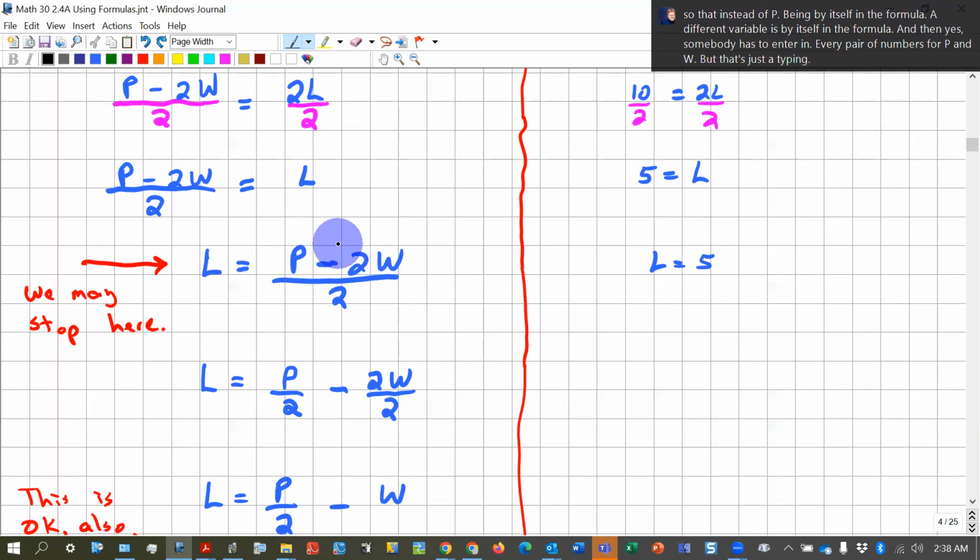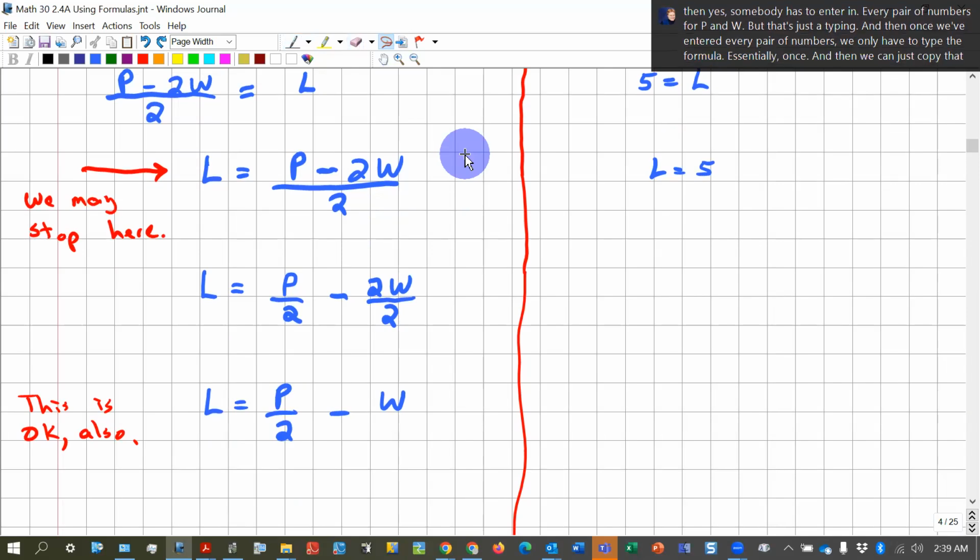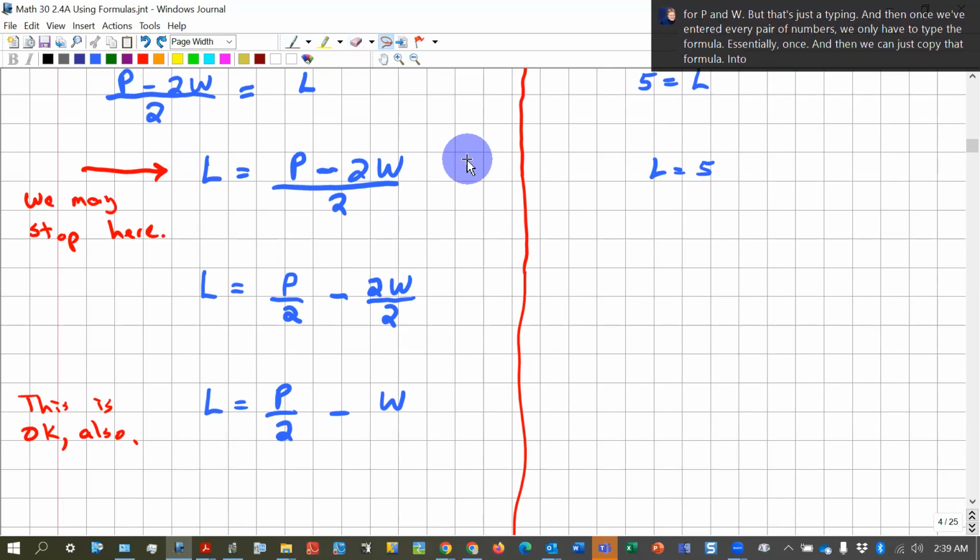And then once we've entered every pair of numbers, we only have to type the formula essentially once, and then we can just copy that formula into however many rows in our spreadsheet that we have, and the computer will calculate the value for L for each of those, say 50 pairs of numbers P and W.